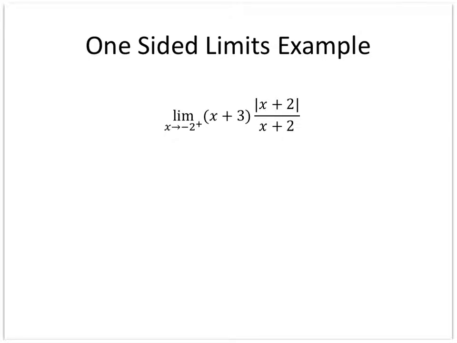All right. So how do we know this is a one-sided limit? Because of that little exponent up there, that plus means that I'm coming from the right-hand side.